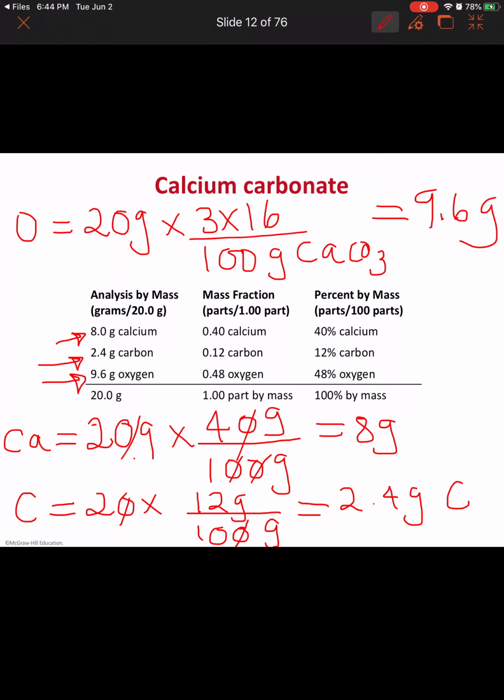Okay. Similarly, if you are looking at 1 part by mass, this would be the mass fraction: 0.4 calcium, 0.12 carbon, 0.48 oxygen. Okay. And then if you want to find out by percentage, so these are the percentages: 40%, 12%, 48% in 100% by mass.